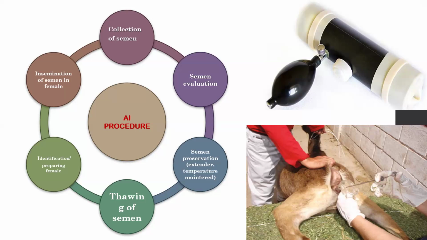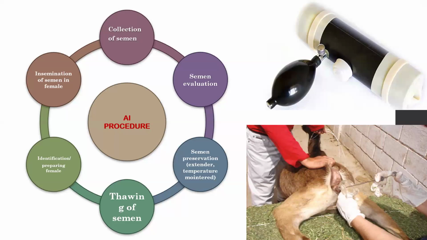Afterwards, as soon as the semen is preserved, we have to finalize the female, by identifying her and preparing her for mating.